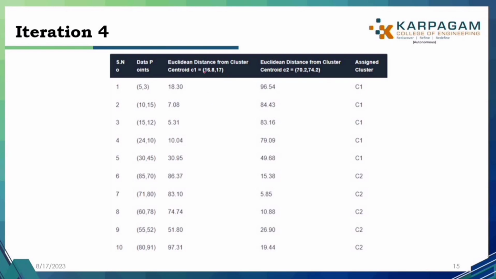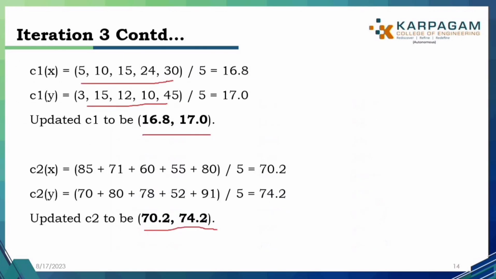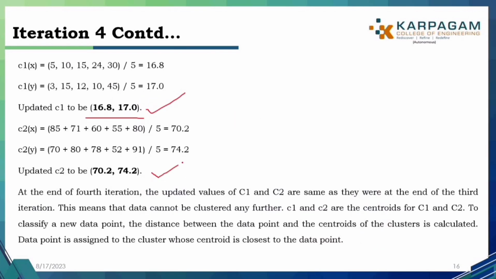Now we go for iteration 4. We are updating the header for C1 and C2. The same process is repeated. Again there are 5 C1 values and 5 C2 values. See here, the values are the same, 16.8 comma 17 for iteration 4. For iteration 3 also 16.8 comma 17, and for C2 70.2 comma 74.2, here also 70.2 comma 74.2. So for iteration 3 and iteration 4, the values are the same, so we stop the iteration. So this is the centroid position.